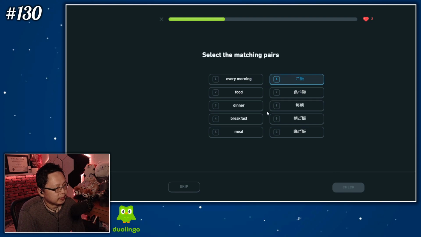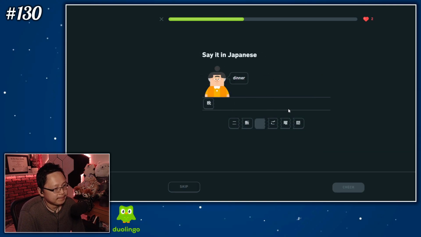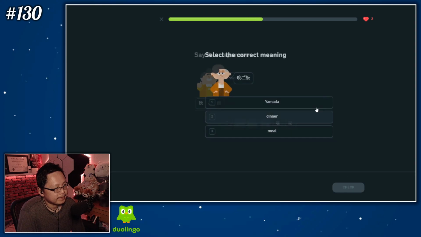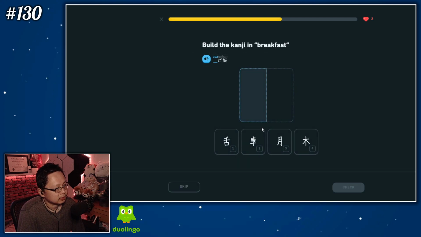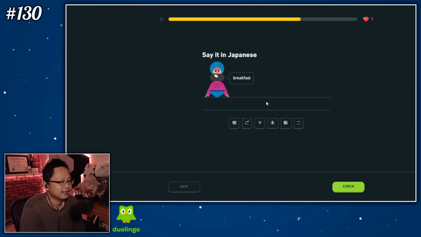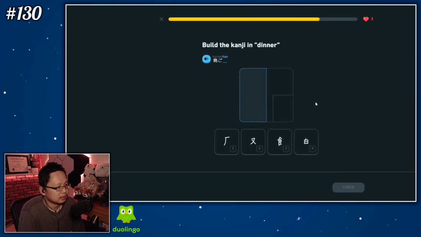Gohan. Tabemono as well, yeah. Now they're linked by theme. Maiasa. Yeah, yeah. Asagohan. Bangohan. Okay. Bangohan. Asagohan. Asa. Asa. Asagohan, bangohan. Okay.